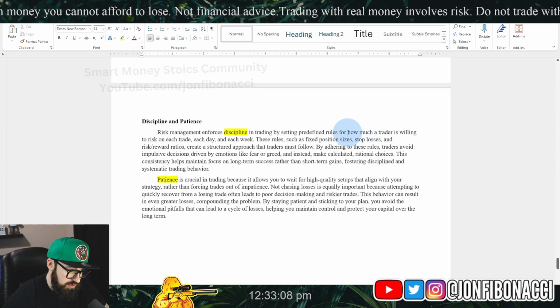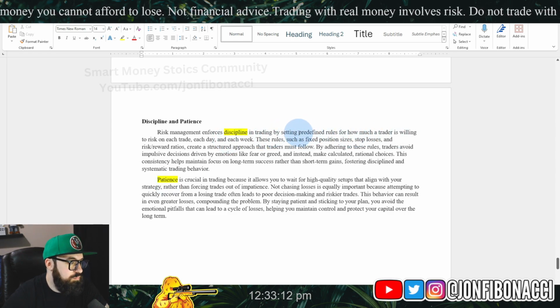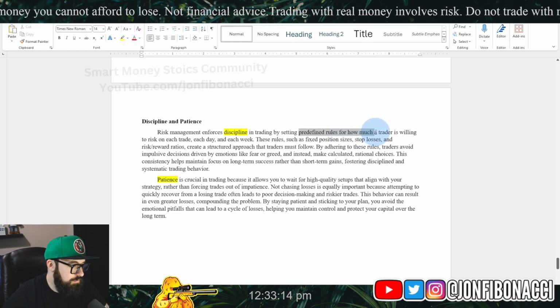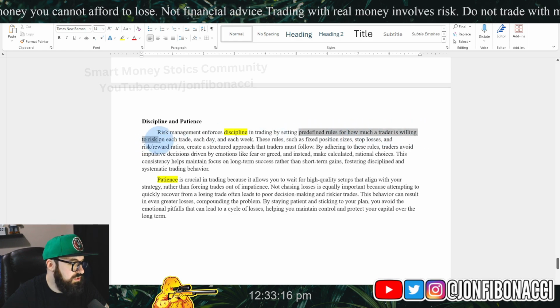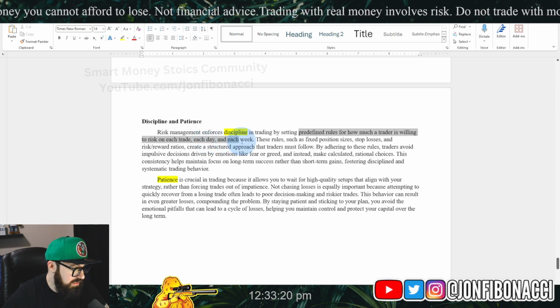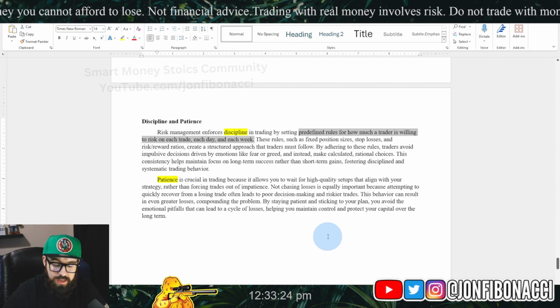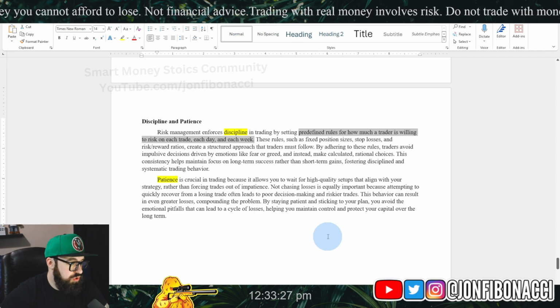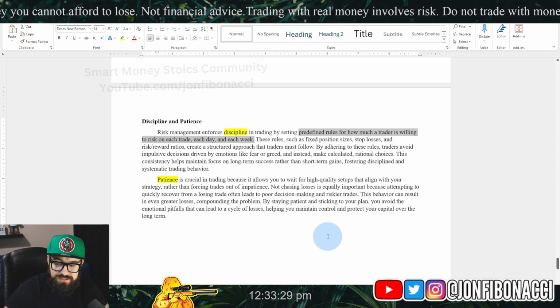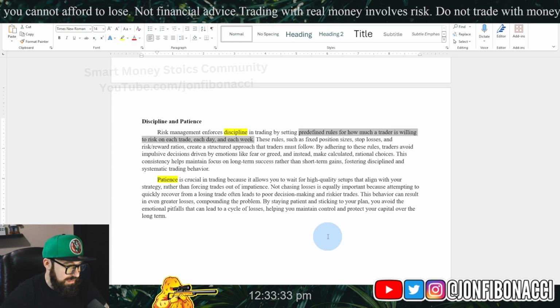Highlight this. I highlighted the words, but highlight this too. Predefined rules for how much a trader is willing to risk on each trade, each day, and each week. Do not miss that. Max risk per trade, max risk per day, max risk for the week.